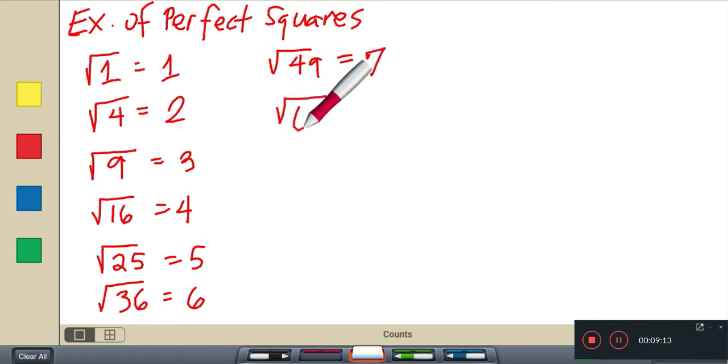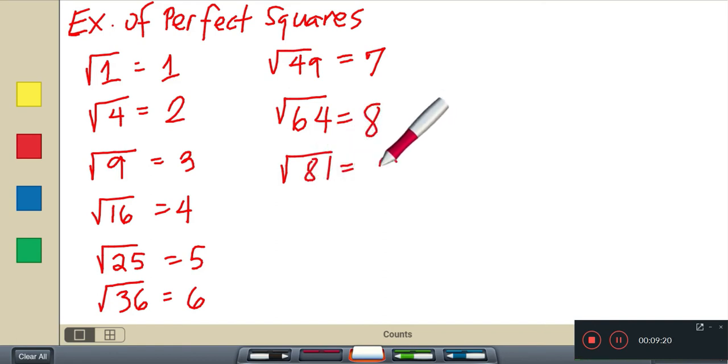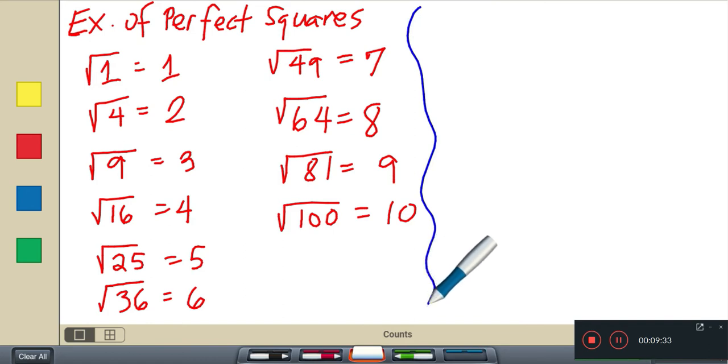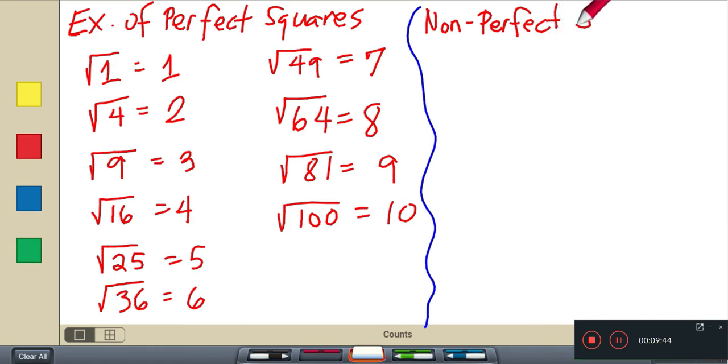Square root of 64 equals 8. Square root of 81 is equal to 9. Square root of 100 is equal to 10. So these are the examples of perfect squares. So obviously the non-perfect squares are the numbers that will not create a square. So we write down here non-perfect squares.